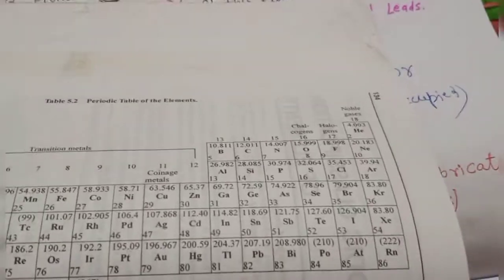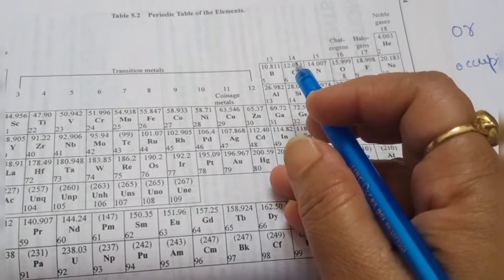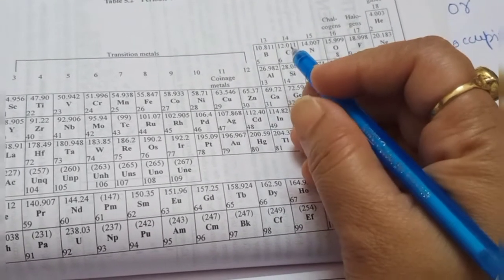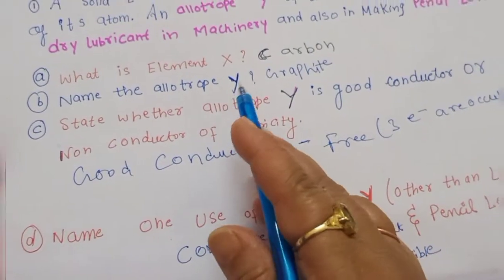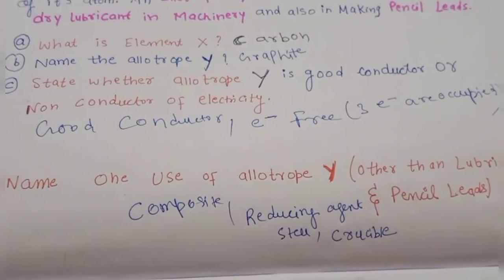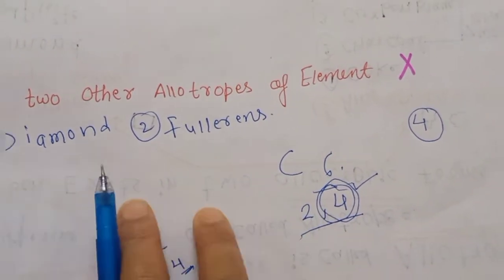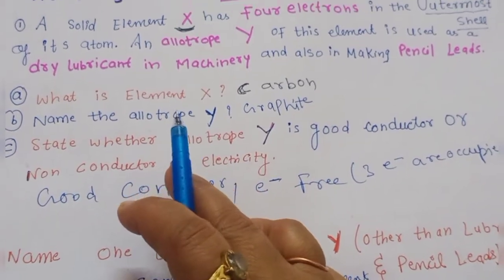When you see the periodic table, when we come to the 14th group, you see the last 4 electrons will come. As we know, the valency is also related to the group number. So the first answer, what is the element X, is carbon. You have to remember that the number of electrons in the outermost shell is the valency also. The valency of carbon is 4, so this element will be X.